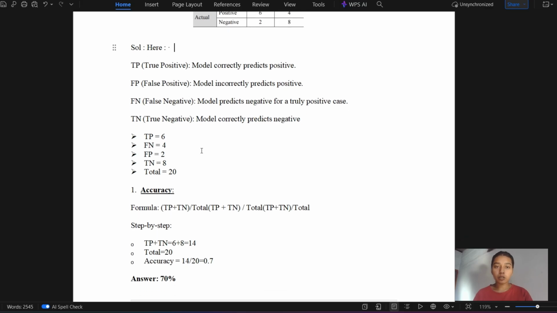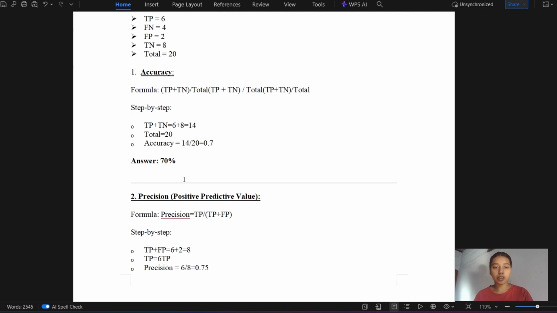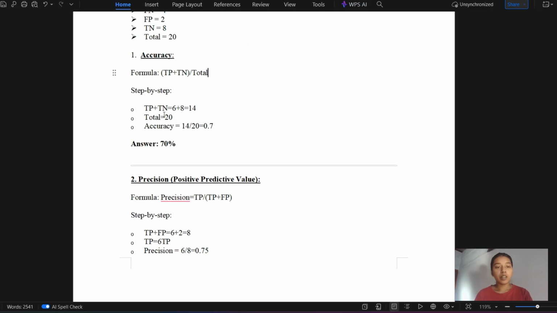So, according to the given matrix, TP is 6, FN is 4, FP is 2, TN is 8. That is a total of 20. First is accuracy. The formula to find accuracy is TP plus TN divided by total. Now, TP plus TN is 6 plus 8, that is 14, total is 20, so accuracy is 0.7 or 70%.